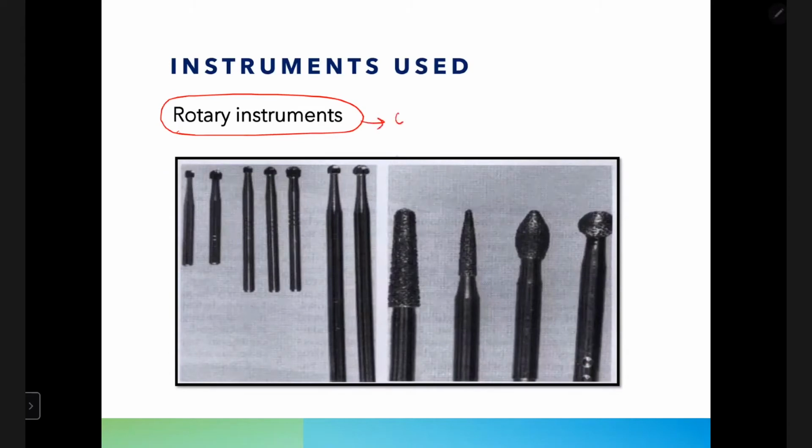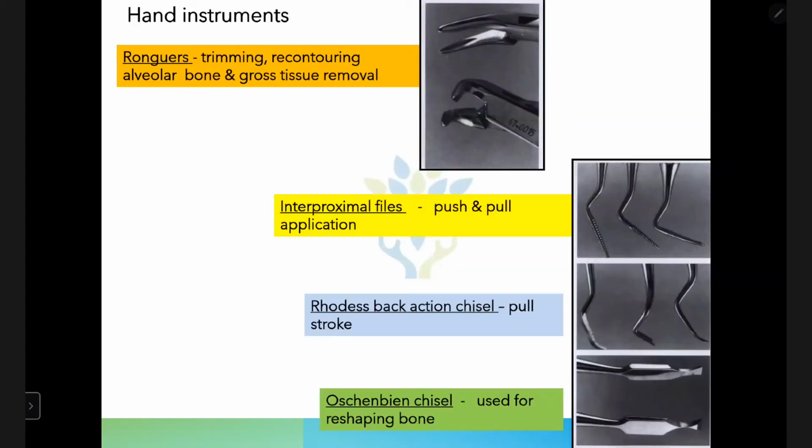Usually the rotary instruments are used for the osteoplasty. That means we are using the rotary instruments for the shaping purposes. Whereas hand instruments are used for the ostectomy procedures, that means for the removal. So in the hand instruments, we have the rongeurs.